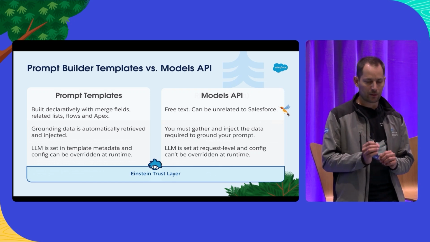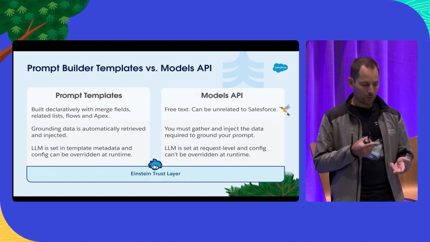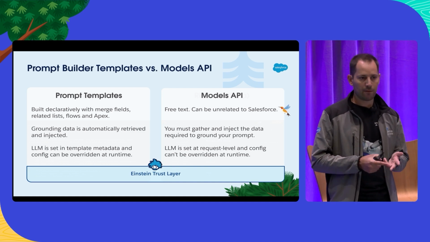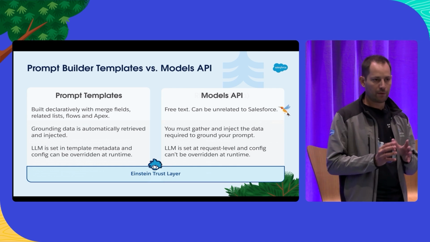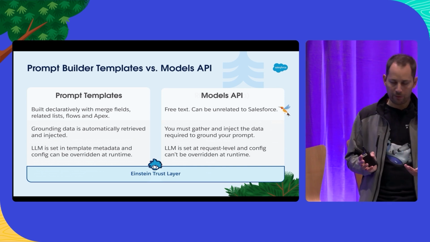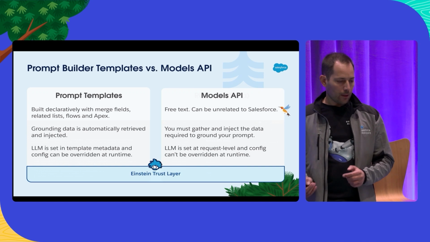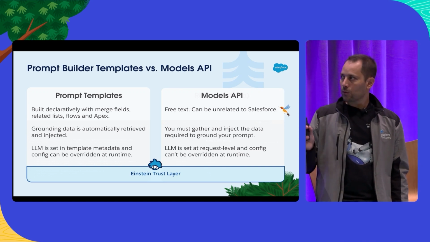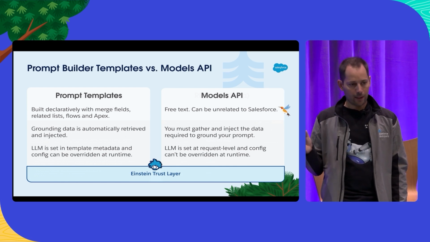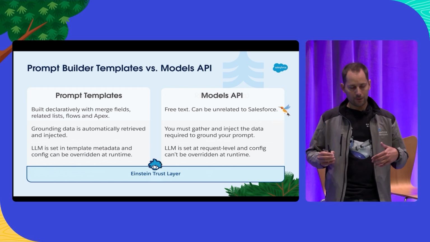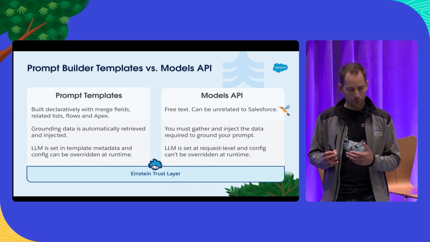So they have access to object fields, they have access to related lists, they have access to your organization information. They can even call flow or call Apex within their prompt definition thanks to merge fields. They're built declaratively. No code is required to build a prompt template. Now, what is nice is that since you are grounding your prompt with your org data and your org metadata, you do not need to fetch this data and metadata. It's all being automatically retrieved and injected in your prompt for you.